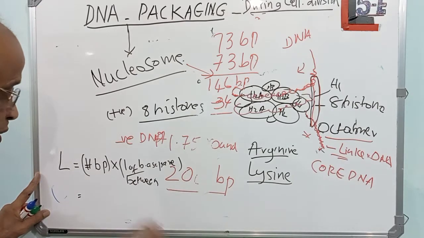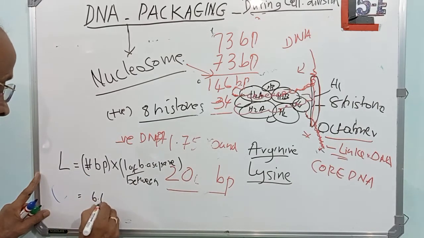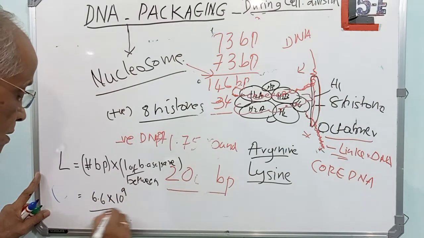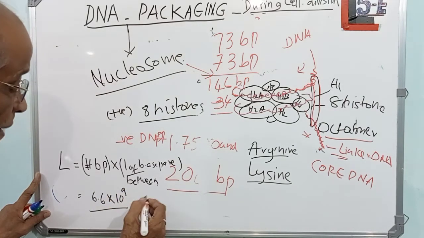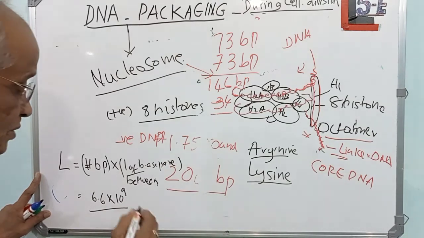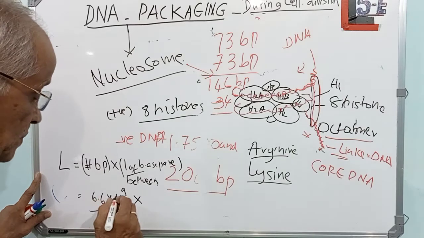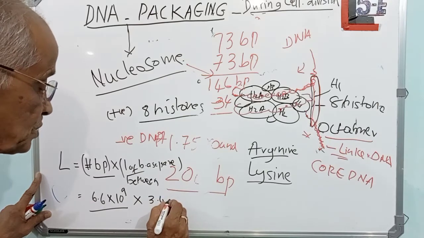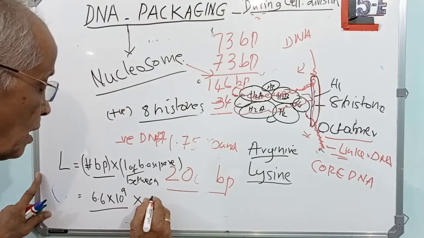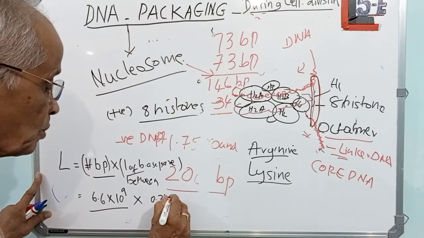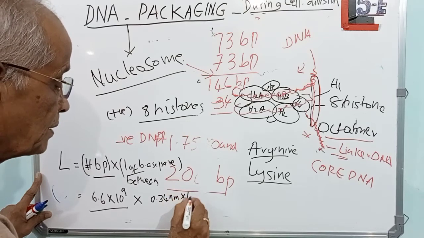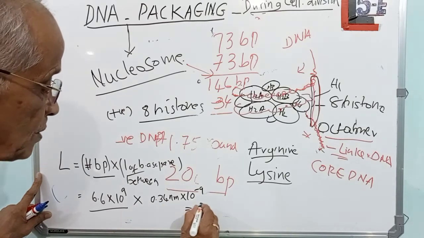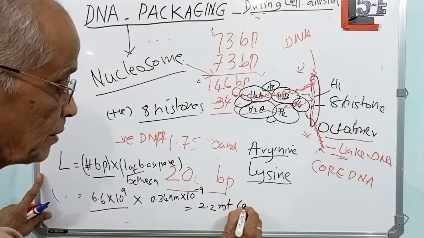In the examination they may give you the number of base pairs in the human mammalian cell, which will be 6.6 multiplied by 10 to the power of 9, that is, about 6.6 billion base pairs. That will be multiplied by a distance of 3.4 nanometers. No, sorry, that will be 0.34 nanometers, that is, 0.34 multiplied by 10 to the power of minus 9 meters. That is the smallest one. So if you multiply these two, you may get 2.2 meters approximately.